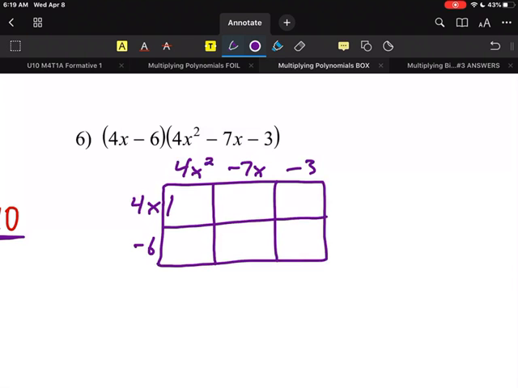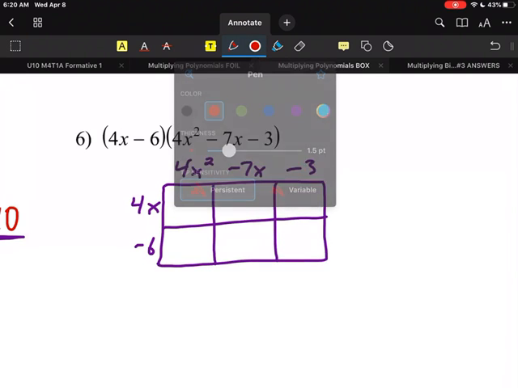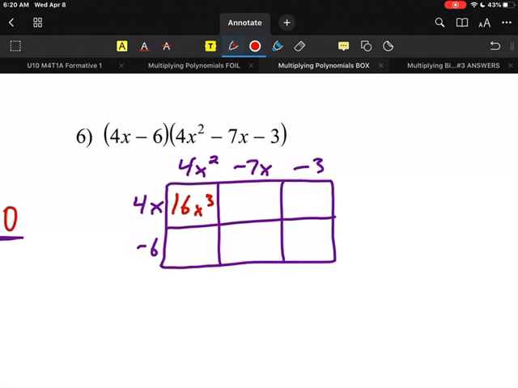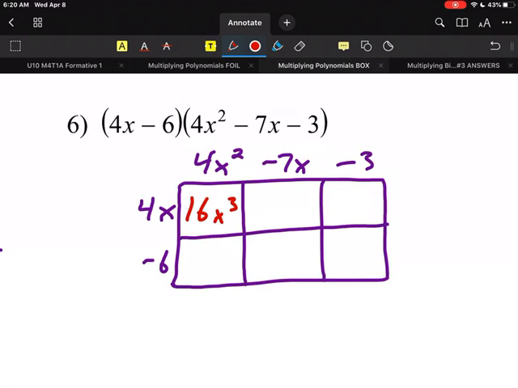So 4 times 4, 16. Let's change the color. And then x squared times x is x to the third. 4x times negative 7x, you get negative 28. And then x times x is x squared. 4x times negative 3 is negative 12, and then you have an x.